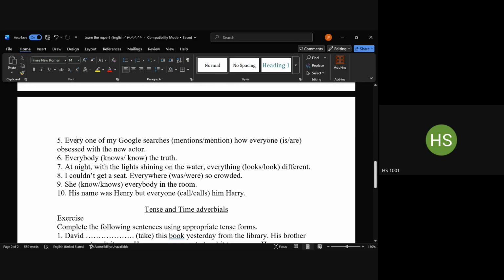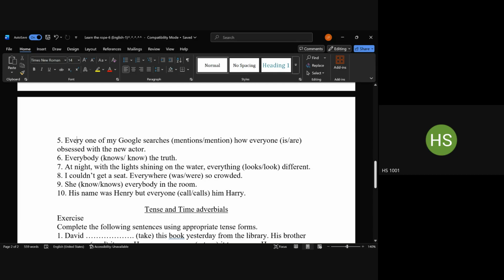Sixth one: everybody know the truth. Everybody knows the truth. Okay, again, same thing. The reference is individual. Everybody, every single person. That is what it is. Everybody knows the truth.